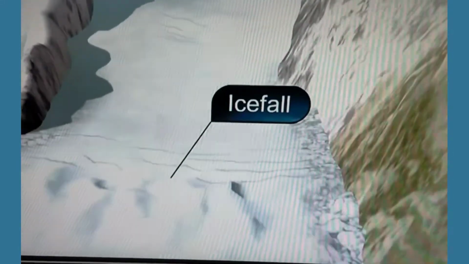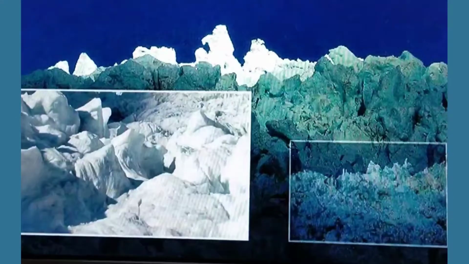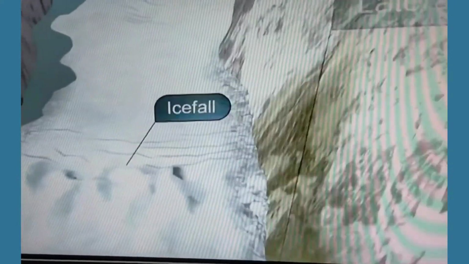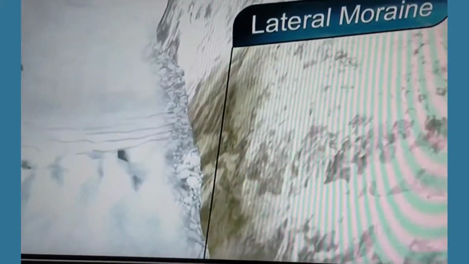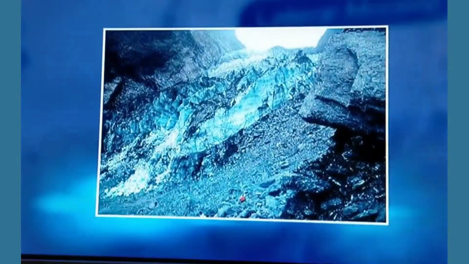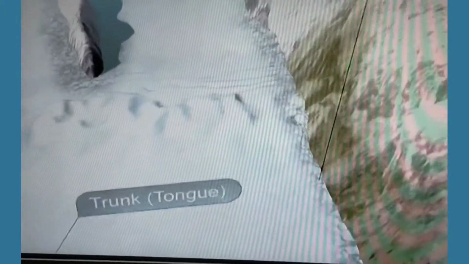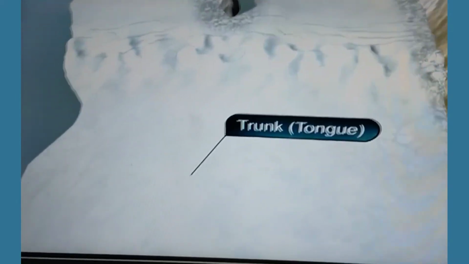An icefall is much like a frozen waterfall. When the glacial ice flows over a steep incline, it falls into a chaotic assembly. The debris scraped from the valley walls by the passage of the ice is called lateral moraine. The term trunk is used to describe the main body of the glacier.